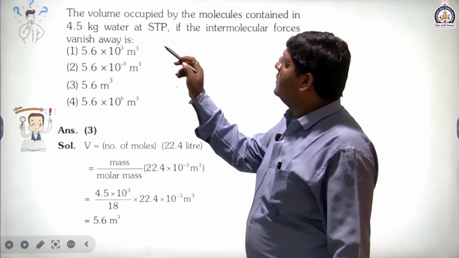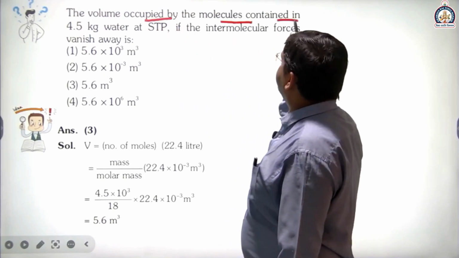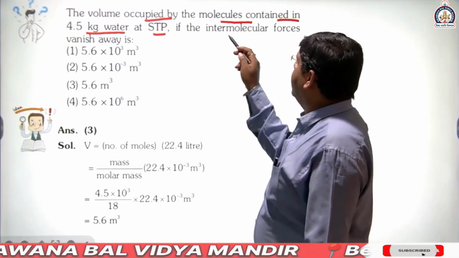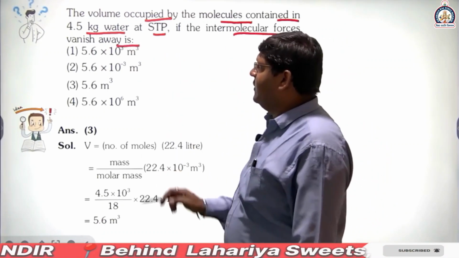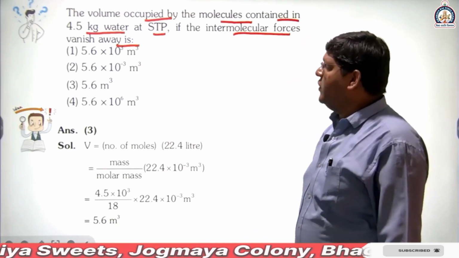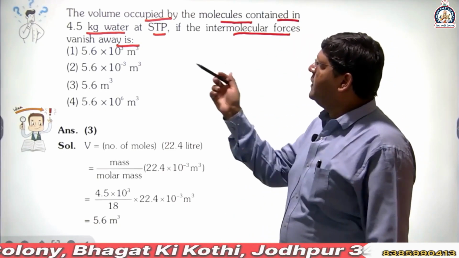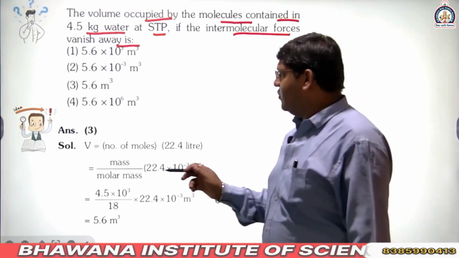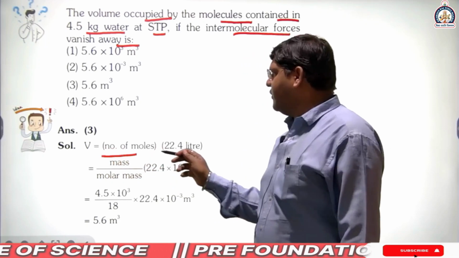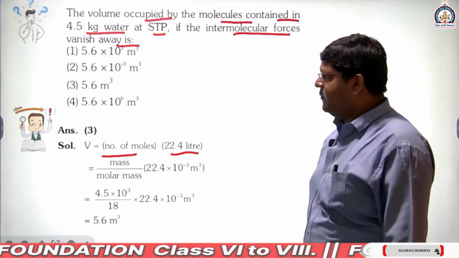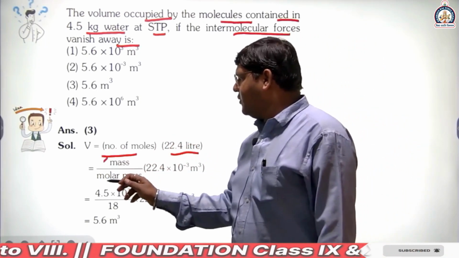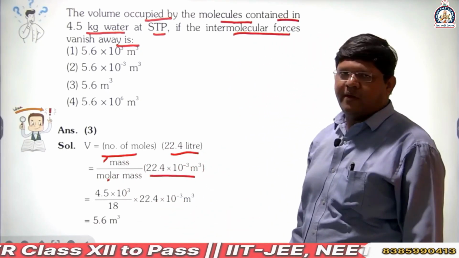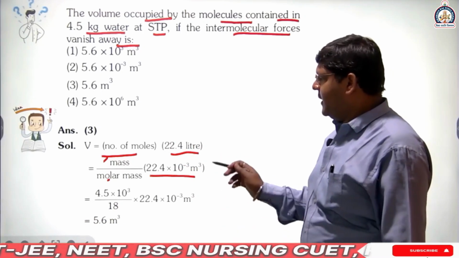The next question says: the volume occupied by the molecules contained in 4.5 kg of water at STP, standard temperature and pressure, if the intermolecular forces vanish away, we have to calculate the value of volume. Volume occupied by how much mass? 4.5 kg if there is no intermolecular forces. So we can write the formula: volume is equal to number of moles into 22.4 liter. Number of moles can be written as mass upon molar mass, and we convert liter into meter cube by multiplying by 10 raised to power minus 3.